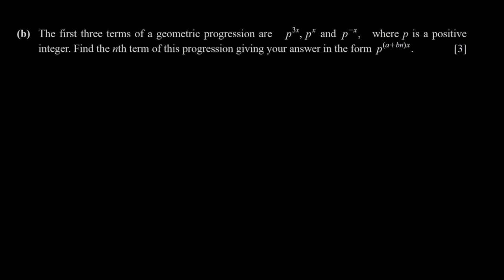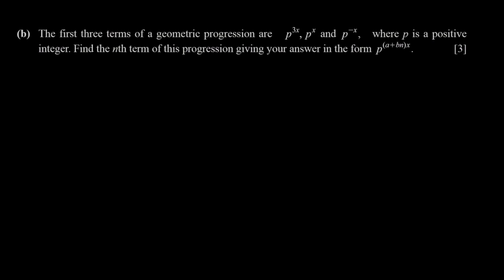Okay then, so we're now in part B. Here we've got, instead of an arithmetic progression, a geometric progression. The first couple of terms are p to the power of 3x, p to the power of x, and p to the power of negative x, where p is a positive integer. We want to find the nth term of this progression.